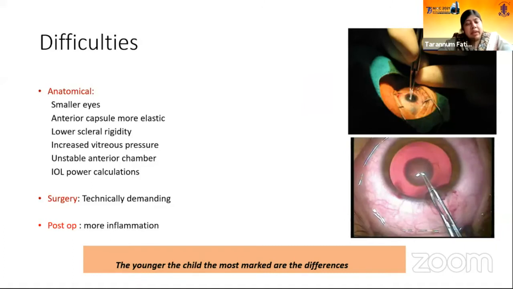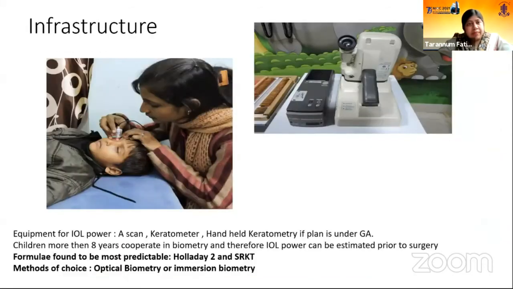The problem is that the eye is small, the anterior capsule is elastic, the scleral rigidity is low, there is increased vitreous pressure, the anterior chamber is unstable, and there is difficulty in calculating IOL power. Surgery is therefore technically more demanding, and post-op inflammation is high. The younger the child, the more marked are the differences.